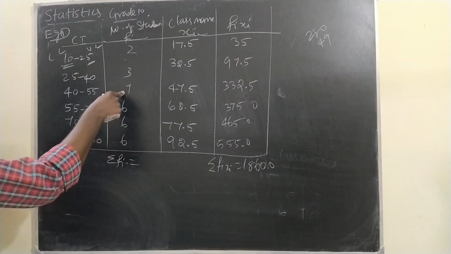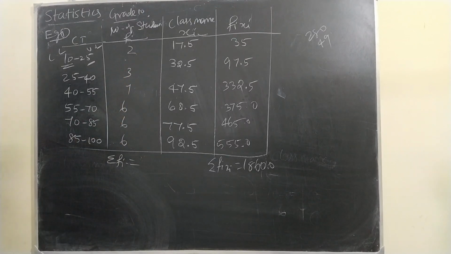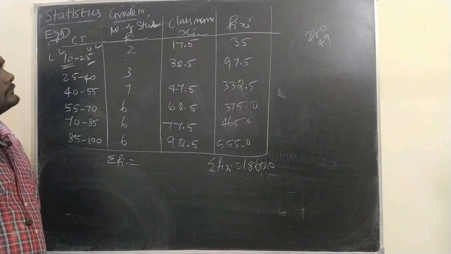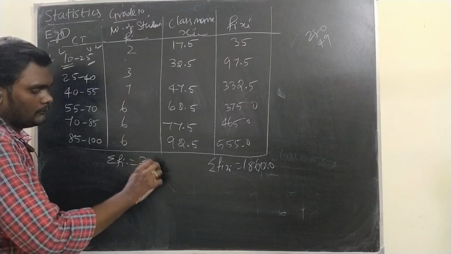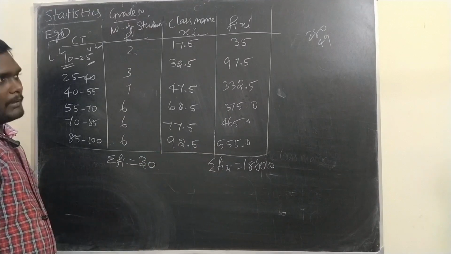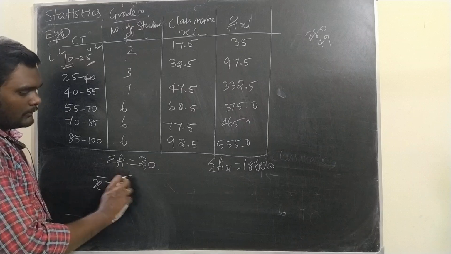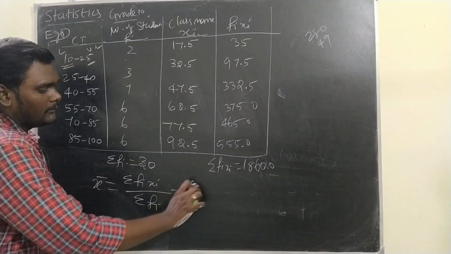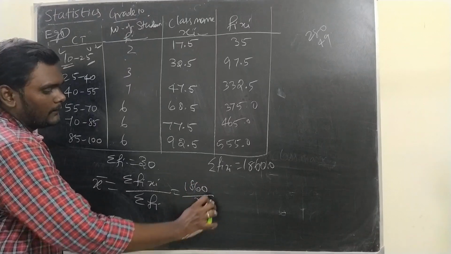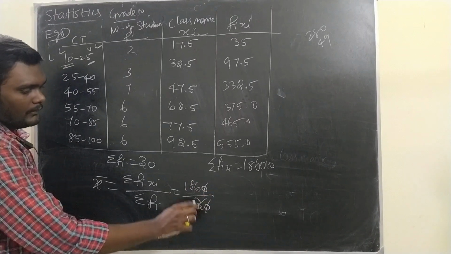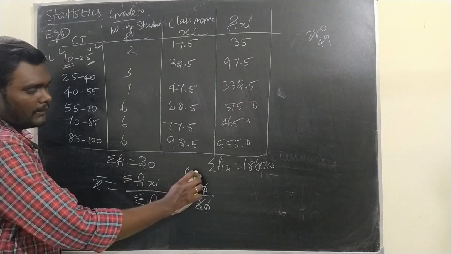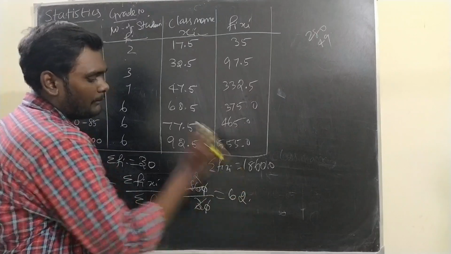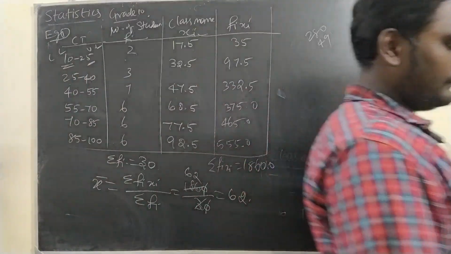Three 6 are 18, 25, 28, 30. Is it or not? That is it. Then apply the formula. X bar mean is equal to sigma Fi xi by sigma Fi, that is 1860 by 30. Then here we can say 6 3s are 18, 2 3s are 6. So 62 is our mean average.